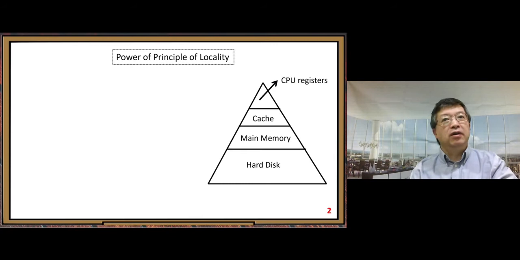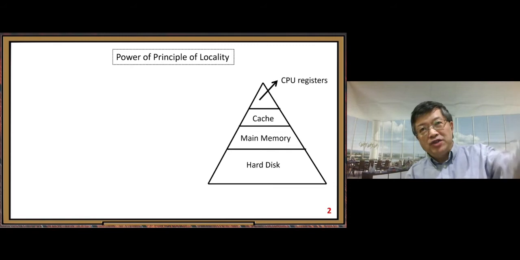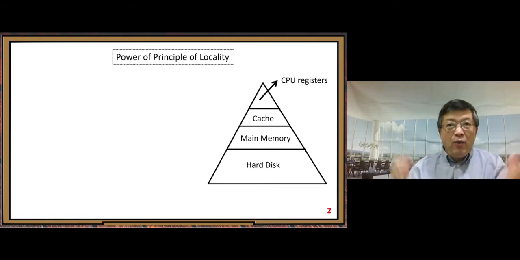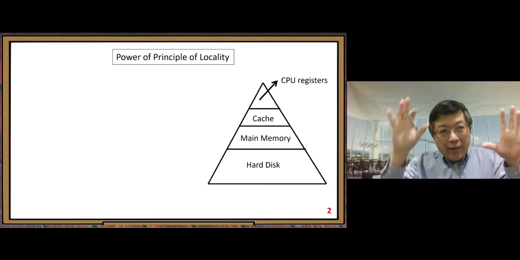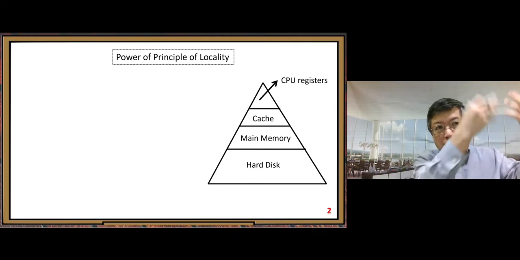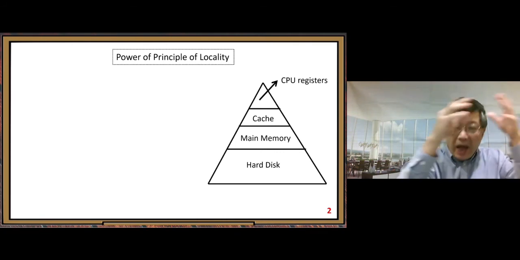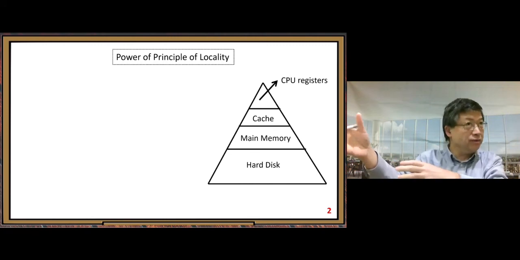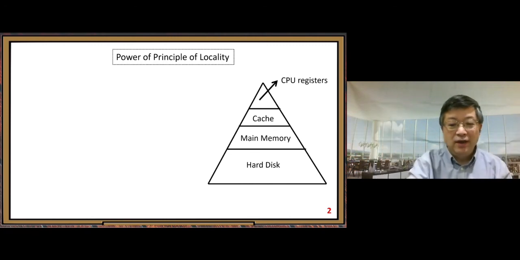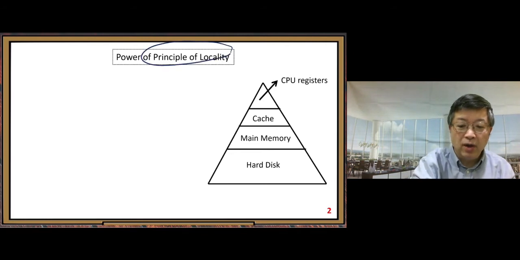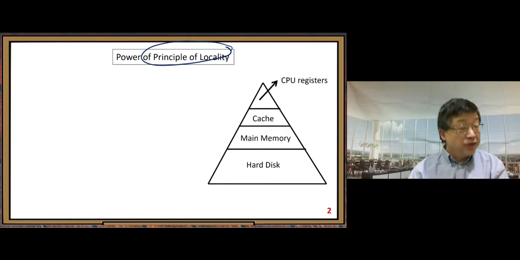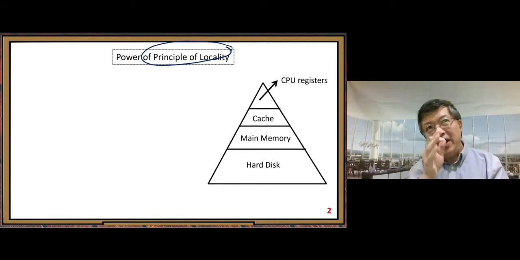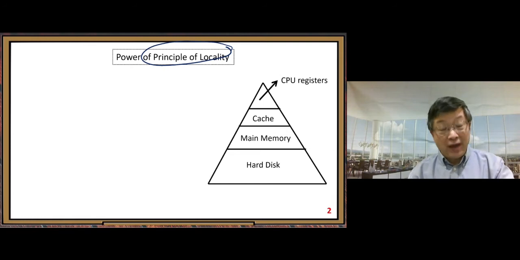The power of the principle of locality. Continue from the question in the previous slide. Why can we combine different properties to get both relatively fast performance and relatively low cost? Because we take advantage of this principle of locality. We enjoy the power of the principle of locality. So let me explain in this slide why we can get that.